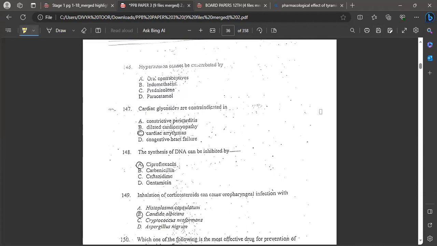Hypertension can be exacerbated by oral contraceptives, indomethacin, prednisolone, paracetamol. I think it's cannot. Paracetamol is very safe.